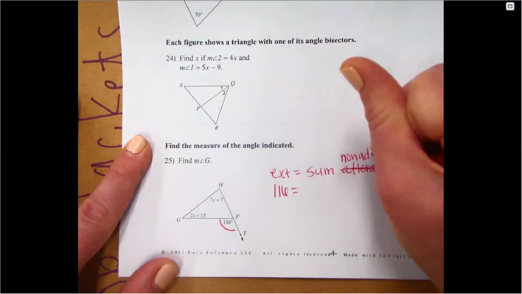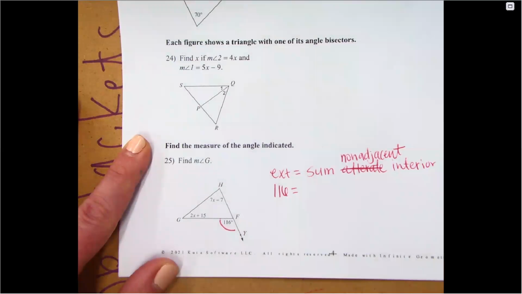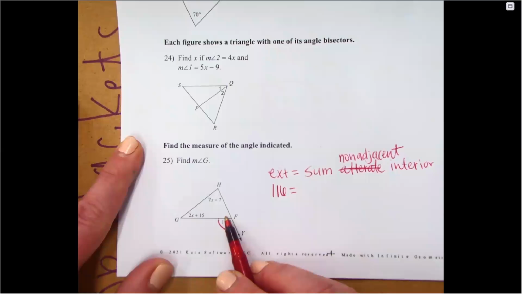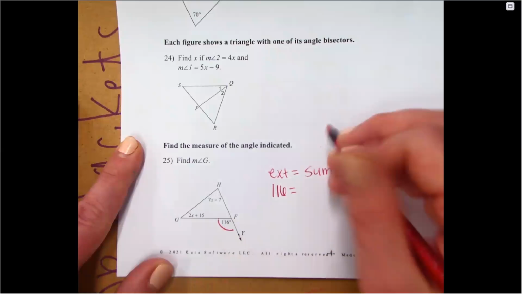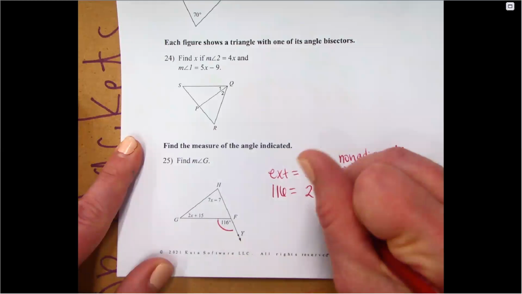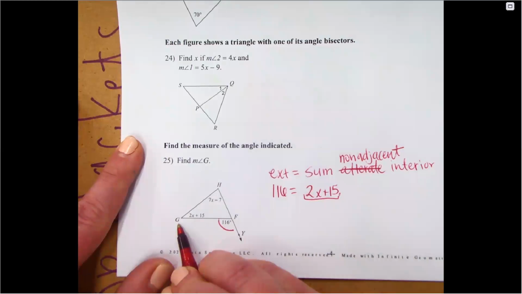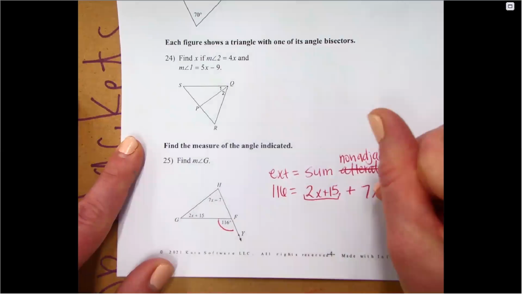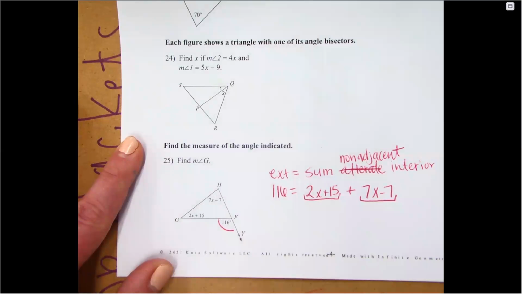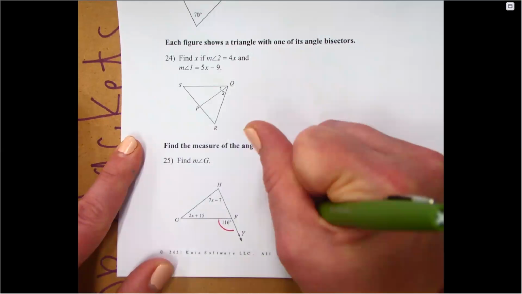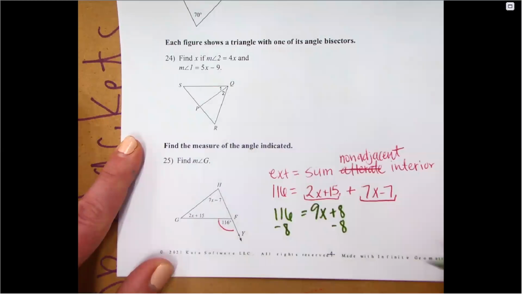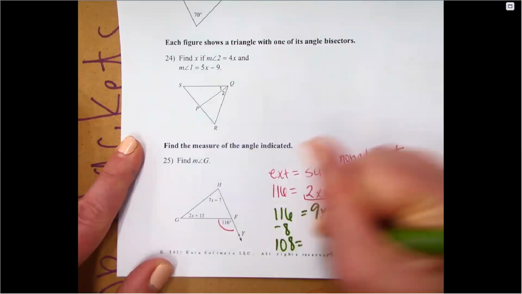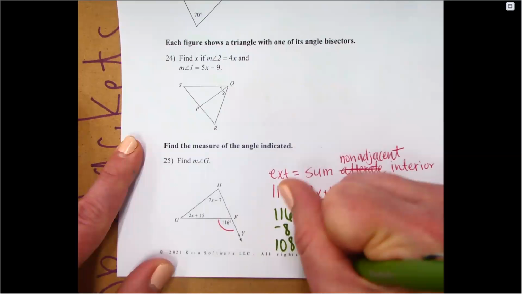So this one would be the adjacent. That's not what we're looking for. We have these two. So you just say 2x plus 15, that represents G in this case, plus 7x minus 7, that represents H. And then you solve it algebraically. So 2x and 7x is 9x, and then 15 minus 7 is 8. Then we subtract 8, so 108 equals 9x. We divide by 9. 108 divided by 9 is 12.